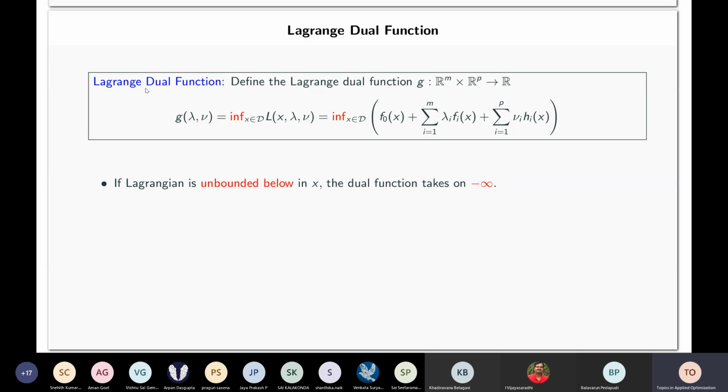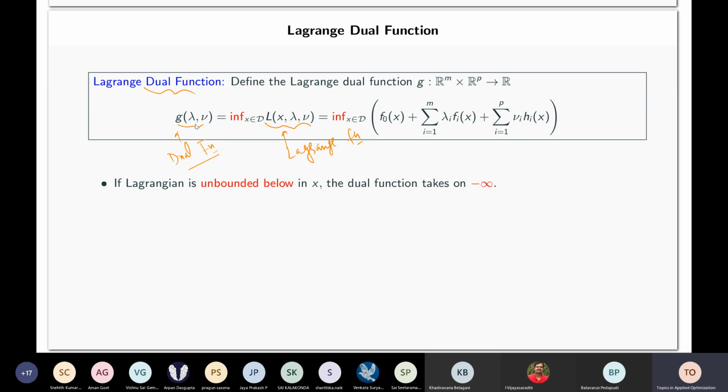The Lagrange dual function. So we saw the Lagrangian, which is this. And then there is something called the Lagrange dual function. So you should not get confused with this. This is the Lagrangian, which is just the Lagrange function. And this is the dual function, or Lagrange dual function.